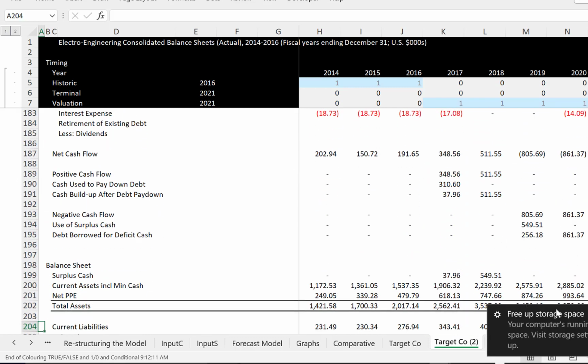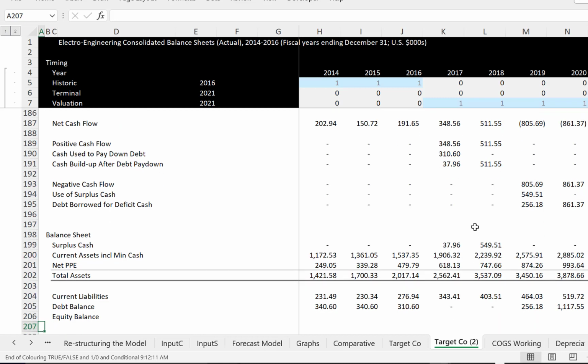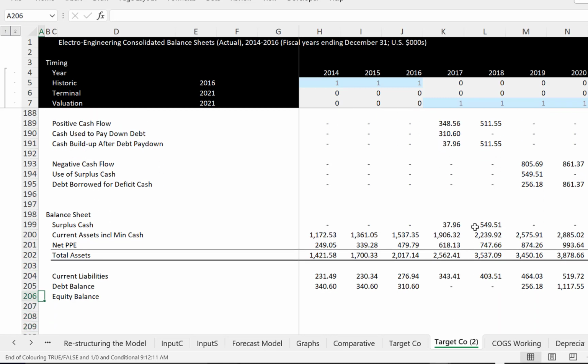I've got to free up storage space. Oh, I've got to do something here. Oh, shoot, because I make videos on this computer. Oh no, that's what's going on. I see. I saved it.